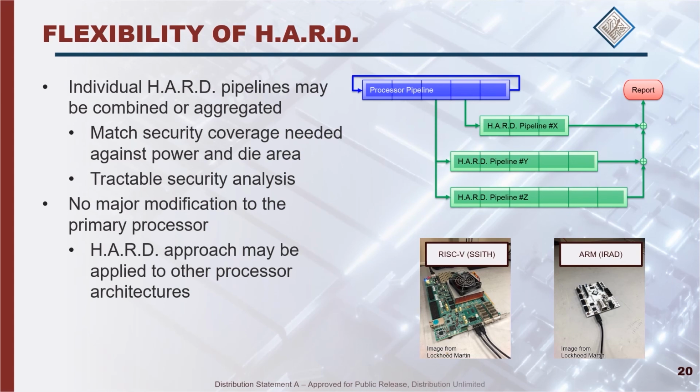Another aspect of the flexibility of the HARD approach is we're not making any major modifications to the pipeline. What this means is we can actually apply the HARD approach to other processing architectures. Now, in the SITH program, we were given the target of a RISC-V processor, and we have successfully done many of those pipelines. The measurements on the previous slide were all for the RISC-V processor. But in our own internal research and development, we have taken some of those pipelines and shown that they can be adjusted and attached to an ARM processor and work effectively there.